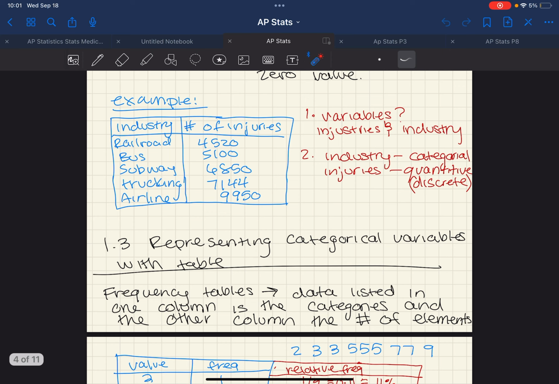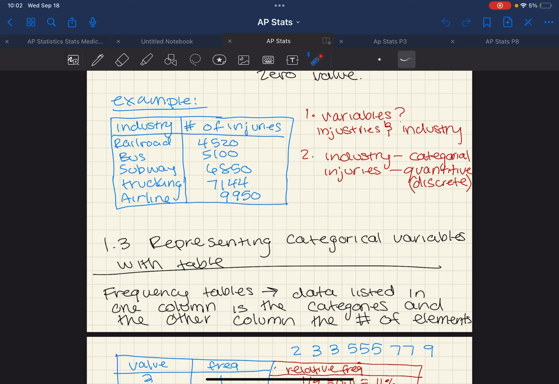Then we went through this example, and on this example, we were comparing industries with the number of injuries that the employees in that industry reported. So we had two variables here. We had the industry, and then we had the number of injuries. The industry is based in categories, so this data is categorical. The number of injuries are numbers, so this data is quantitative. And not only is it quantitative, it's quantitative discrete because we are looking at whole numbers.